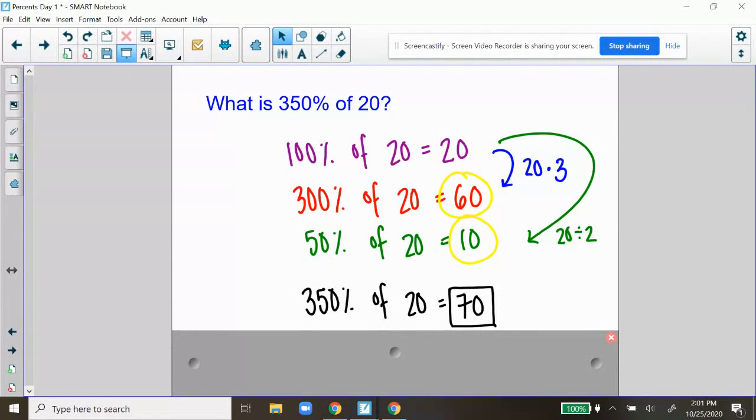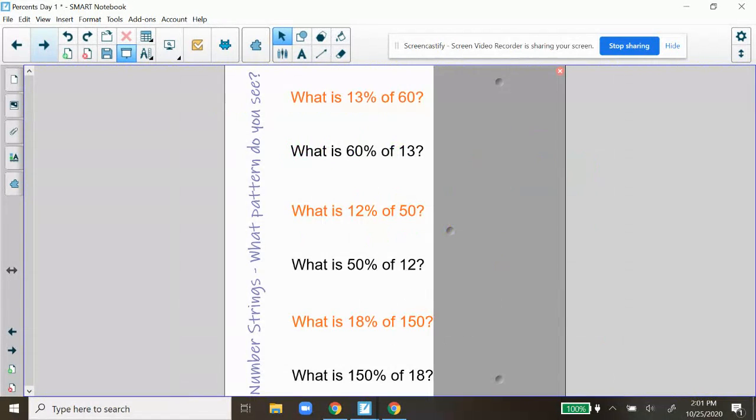Notice how much bigger that number is, our answer, compared to the number we started with. And that's all because the percentage we started with was bigger than 100. All right, I want you to pause the video here, and I want you to solve all 6 of these, and we're going to notice a quick little pattern here. Pause the video and see what you can do.